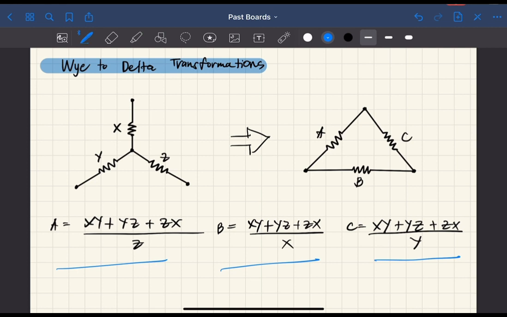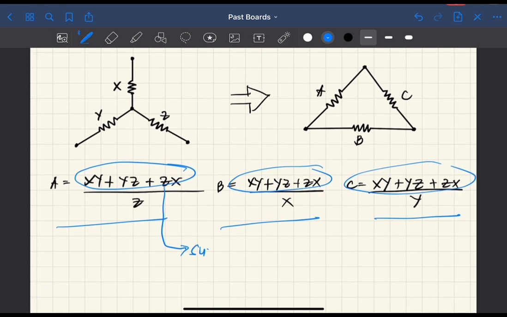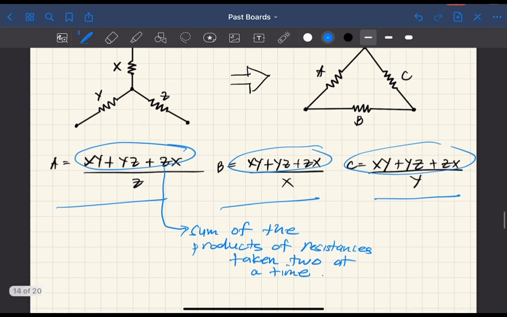And for us to remember this also correctly or easily, notice that the numerators are also the same, and this is the sum of the products of resistances taken two at a time, right? So just remember this for the numerator.